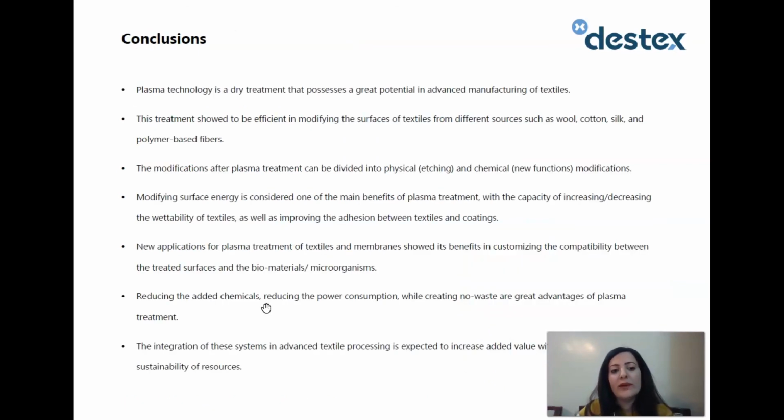So we can conclude that plasma has a lot of potential in the textile industry, and especially as it is a dry treatment and uses a smaller amount of materials, which makes it resource efficient, and it can contribute a huge amount to the sustainability of textile materials.